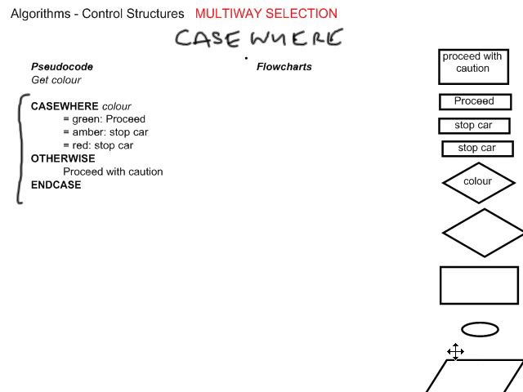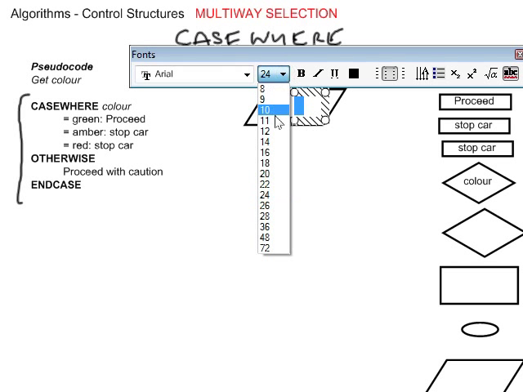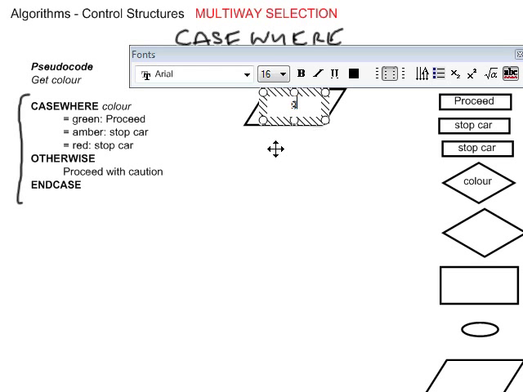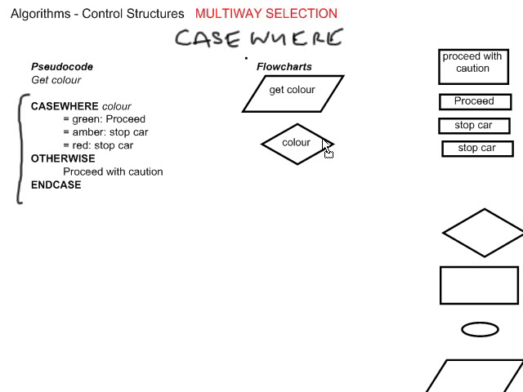So in that case, we're going to have an input. We're going to say get color. So here's our color. So we're getting our color. Now once we have our color, we can go into the case where. So again, the color is where the decision is. We're going to have a decision color.